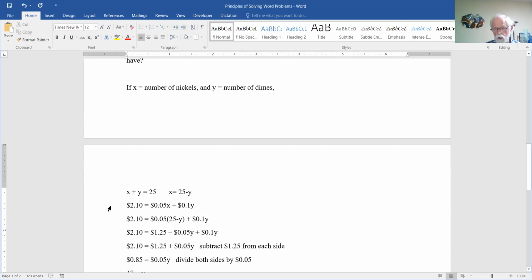Now remember that we have to convert those to decimal form of a dollar. So 5 cents is $0.05, and 10 cents is 0.1 dollars. So we can then substitute those values in and create equation number 2, which was that $2.10 is the number of nickels times 5 cents plus the number of dimes times 10 cents. And after that, we look for the easiest way we can solve the problem.